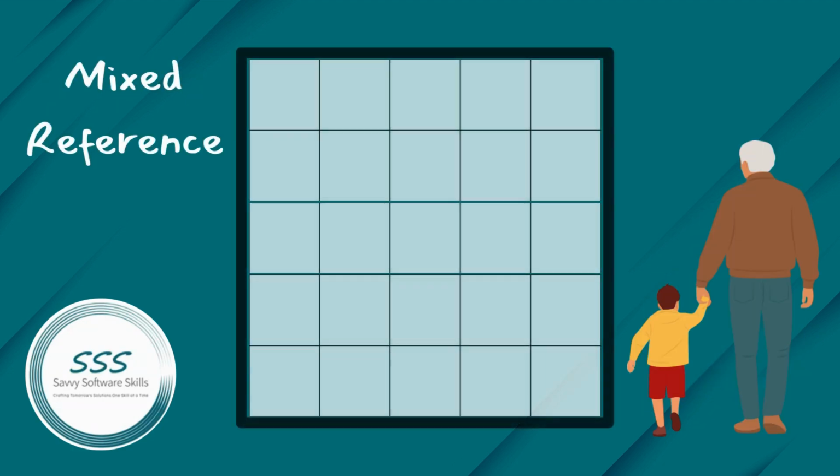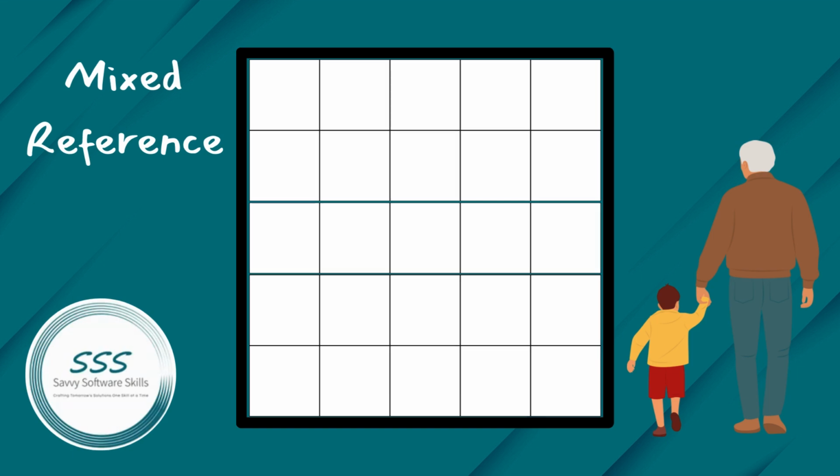A mixed reference would be like your uncle's house. Your uncle has always lived in the same apartment building for years, but tends to move from apartment to apartment. The street address would always be the same, but the apartment number changes depending on how many times he moves. In spreadsheets, a mixed reference means part of the reference is fixed while the other part changes as you move to different cells. It's a combination of relative and absolute references.